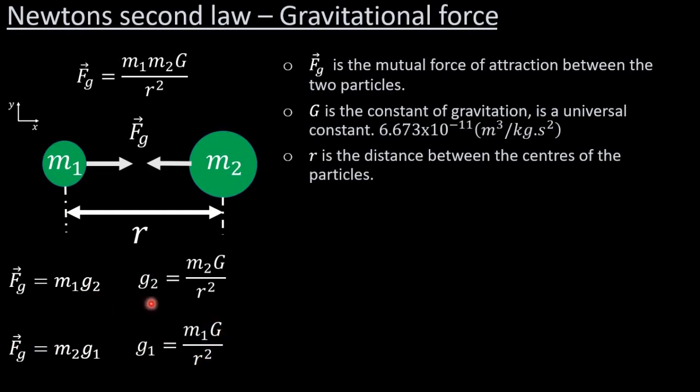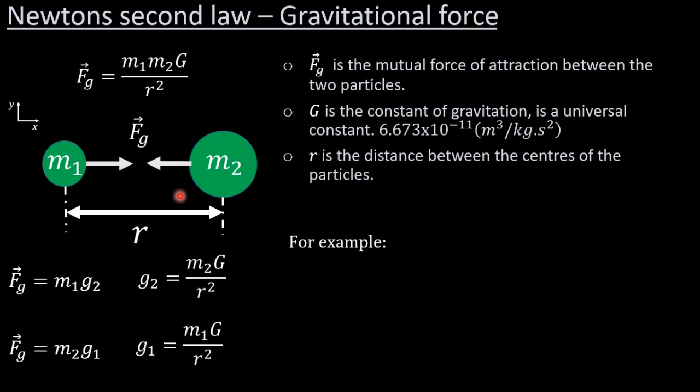If we wanted to calculate the acceleration due to gravity of mass 2, we would use this equation here. And if we wanted to calculate the acceleration due to gravity for mass 1, we would use this equation here. And the acceleration due to gravity varies with the distance it is from the other particle.